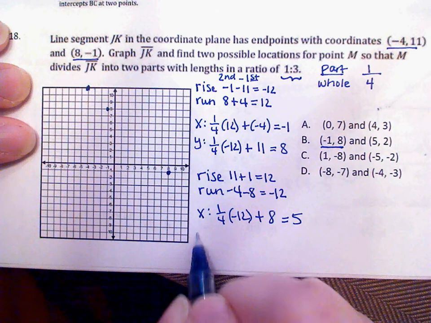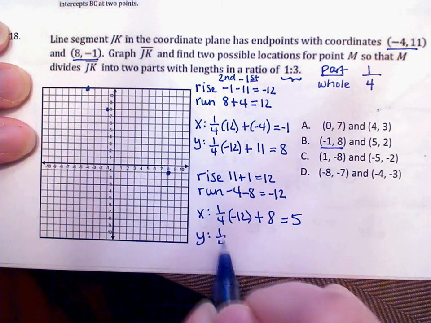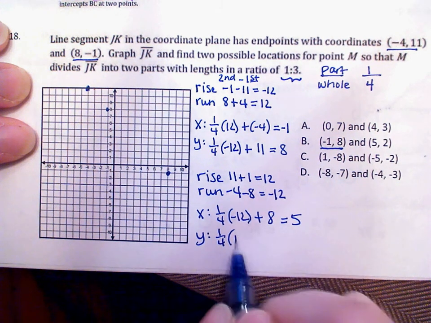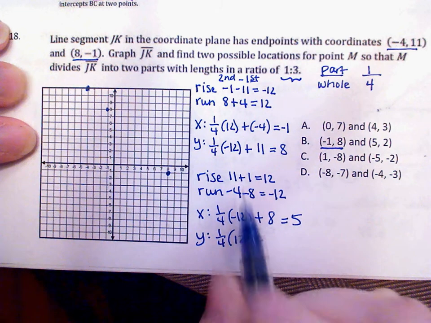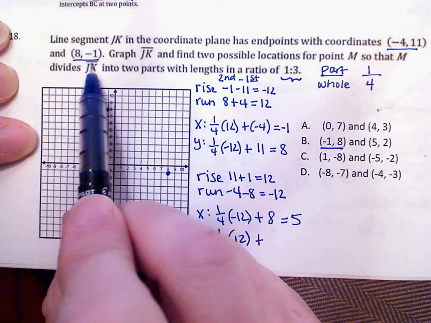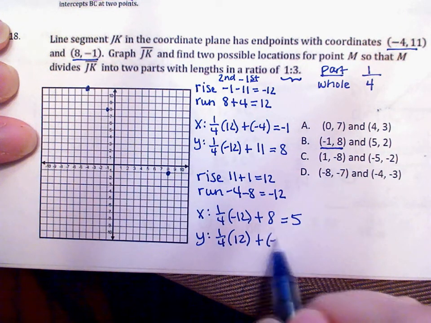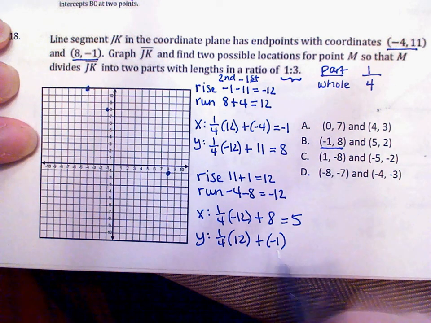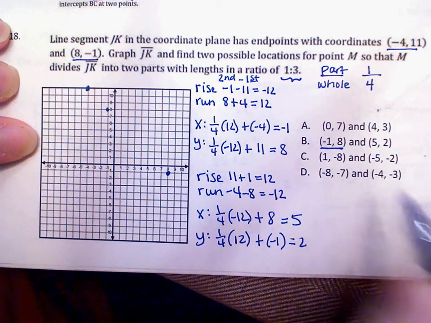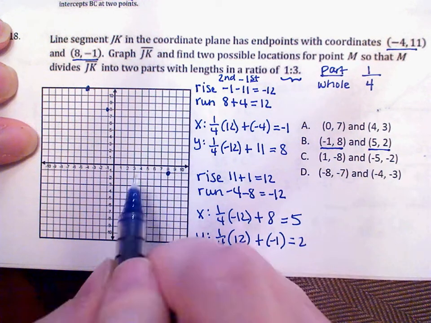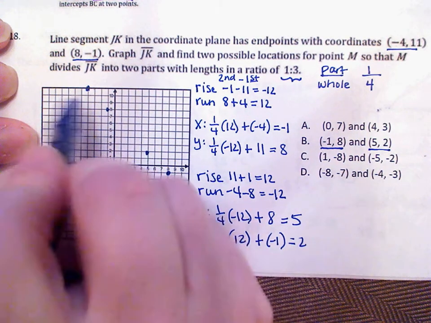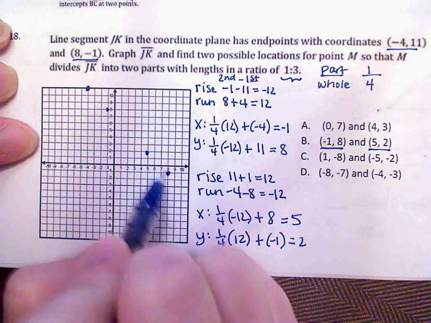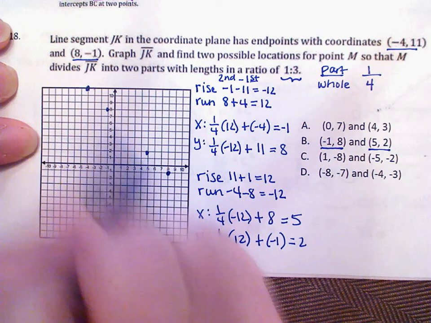My y coordinate would be 1/4 of the rise, so 1/4 of 12, added to the first point's y coordinate, which remember now this is the first point, so I'm adding that to -1. 4 goes into 12 3 times. 3 plus -1 is 2. So my other point is 5, 2. 5, 2 is also on this line segment, and it's 1/4 of the distance starting here and going toward here.